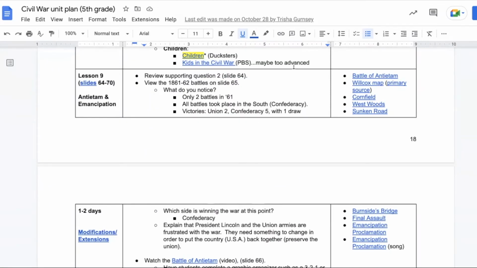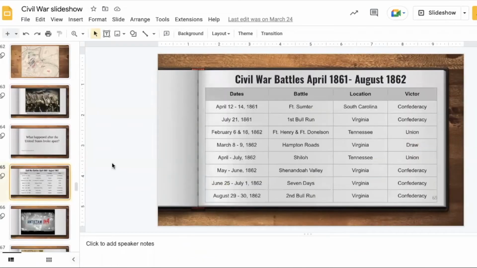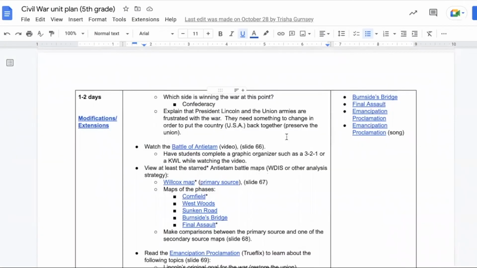Lesson 9, we're going to learn about Antietam and emancipation. We start by looking at the record of battles in 1861 through the summer of 1862. It gives students time to make observations, including who appears to be winning at this point. Explain that Lincoln and the Union armies are getting frustrated and they need something to change in order to start preserving the Union.